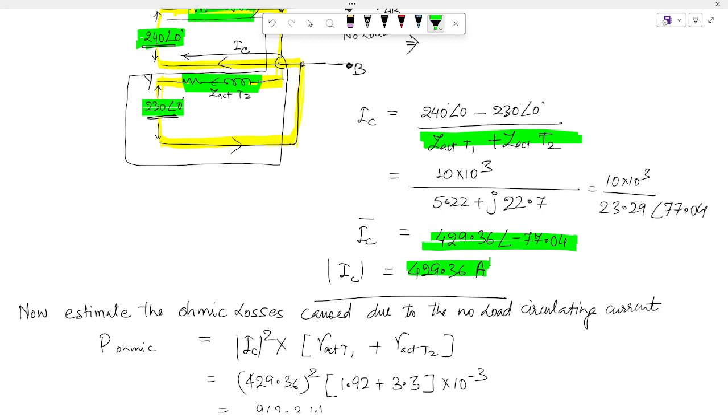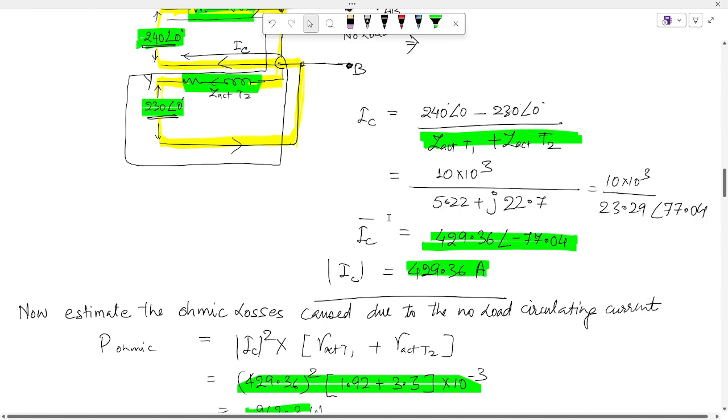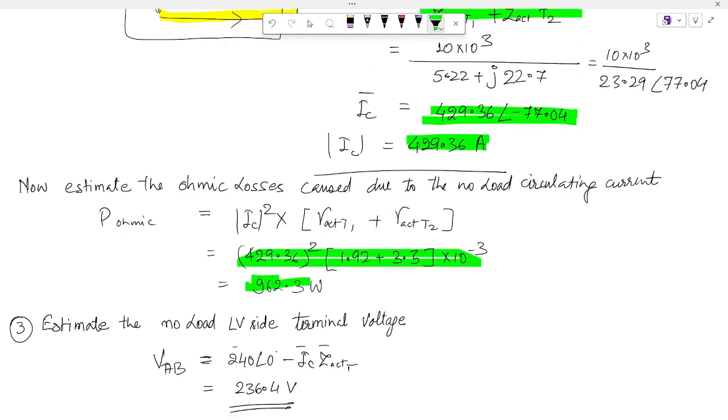Now they are saying estimate the ohmic losses due to this no load circulating current. Ohmic losses will be contributed due to I square R loss. So IC is known to you. IC square into the summation of actual resistances from the total impedance, we will multiply and we will get I square R. That is the ohmic loss, 926.3 watt.